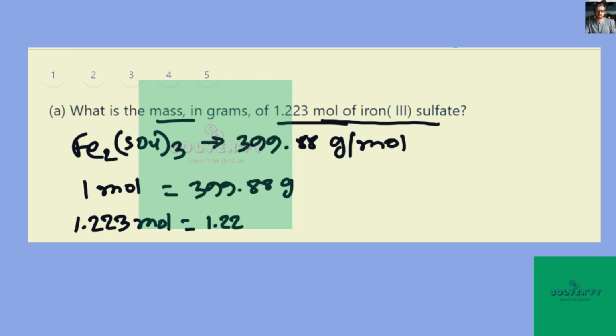That's 1.223 mole times 399.88 gram per mole, and this will give us a value of 489.05 gram. So this is the mass in grams of 1.223 mole of iron 3 sulfate.